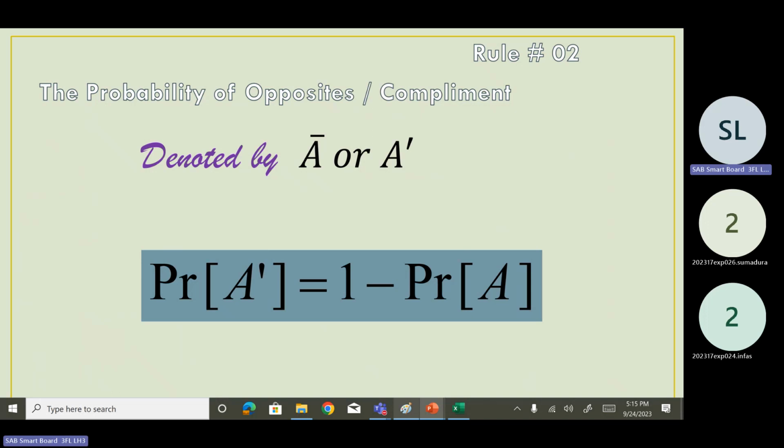Rule number two. Probability of opposites or complement. So we'll write this down with the notations.